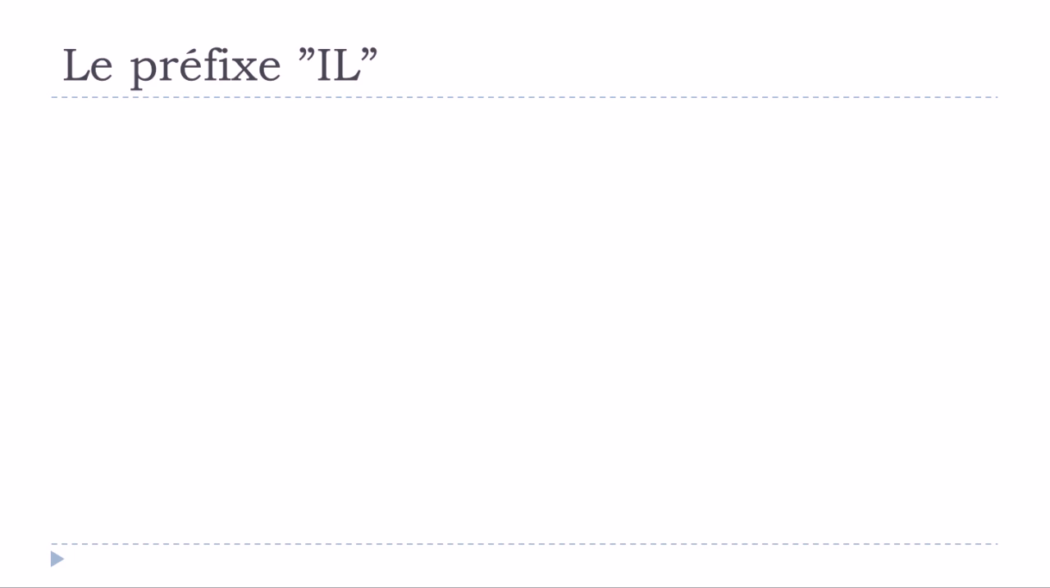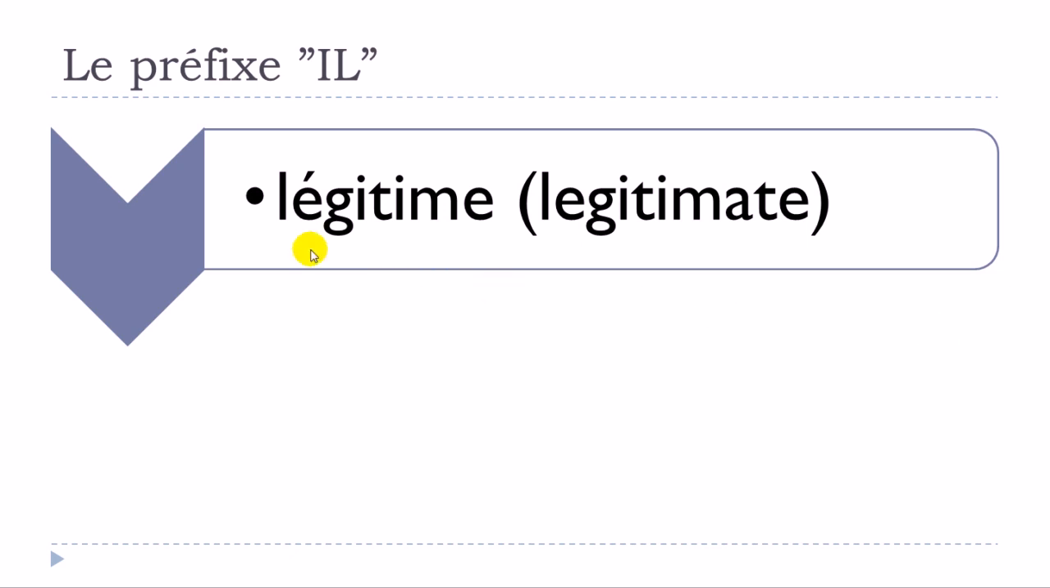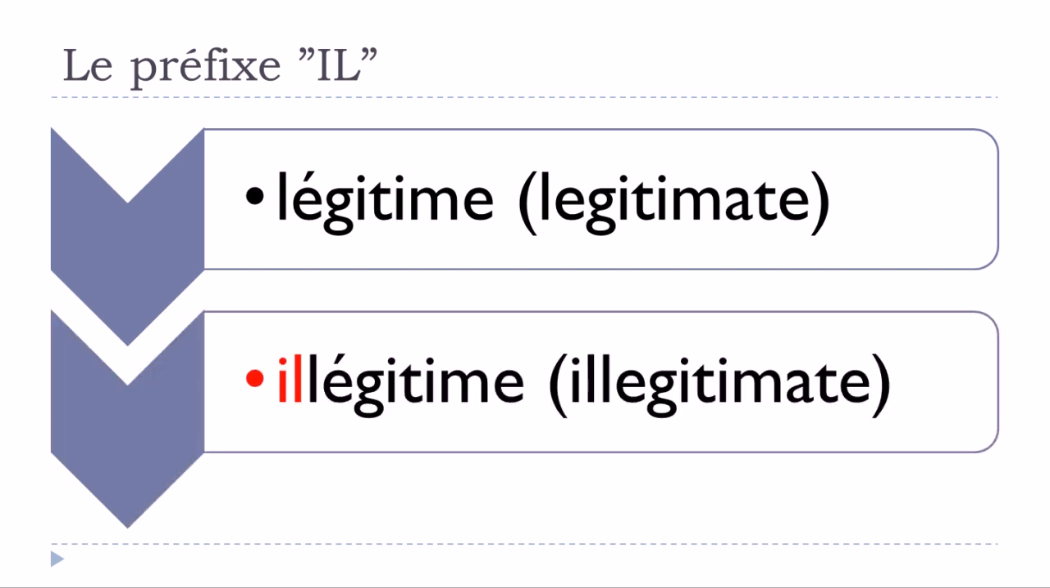Let's see 3 examples. The first one here, légitime. Okay, so légitime, and then if you want to express the without concept, you add this prefix il at the beginning, and then you continue with your original word légitime, and now you get illégitime. Okay, illégitime, légitime, illégitime.